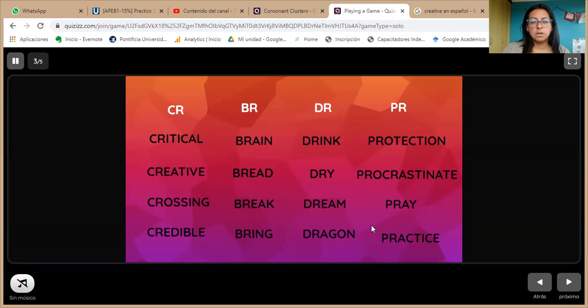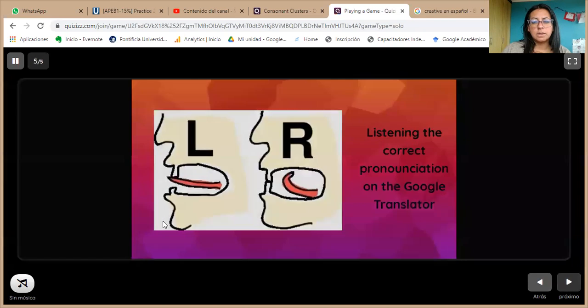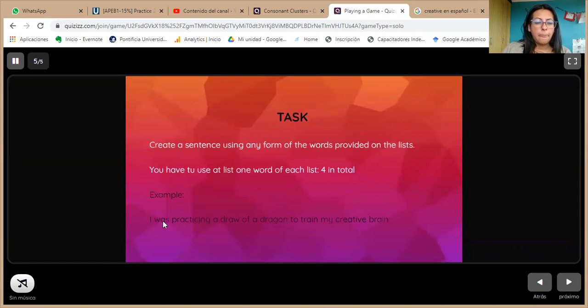like not only drink, but we can use drinking, drunk, practice, practicing, practiced. So this is the idea, and I'm giving an example first here. The sentence is, I was practicing a draw of a dragon to train my creative brain. So I think it is creative.